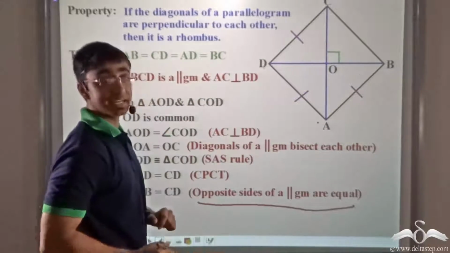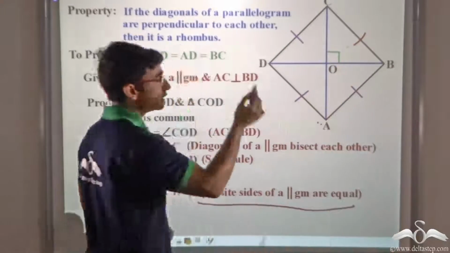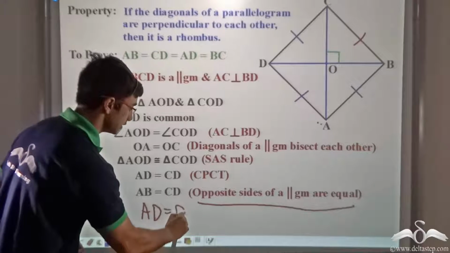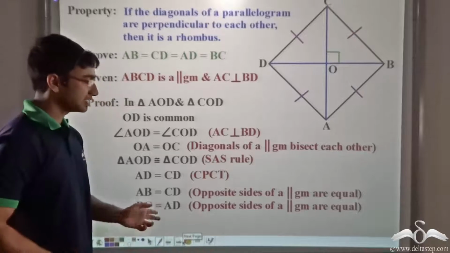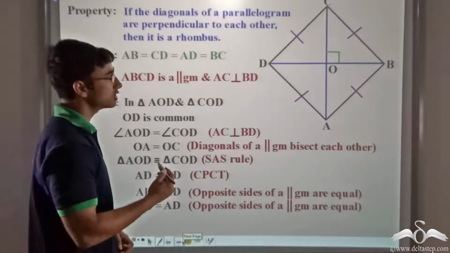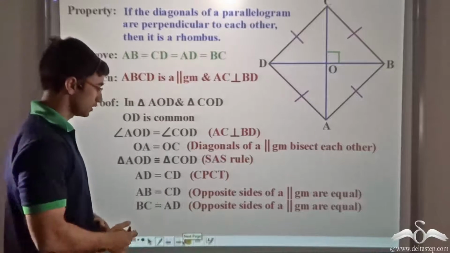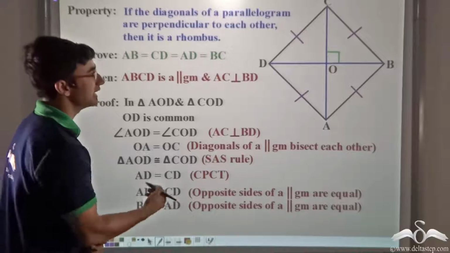In a similar manner, I consider the opposite side of AD. The opposite side of AD is BC. So I can write AD is equal to BC. I write AD is equal to BC. This also I am able to write because opposite sides of a parallelogram are equal to one another. So I have AB equals CD and BC equals AD.